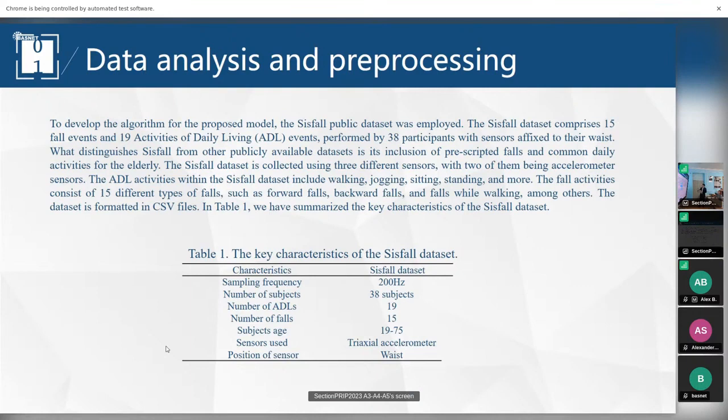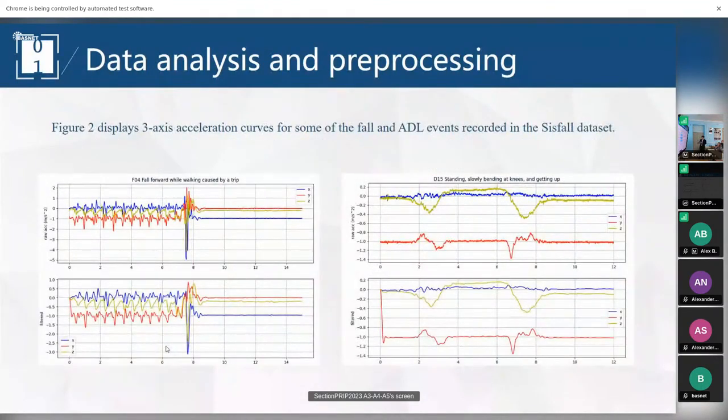In this study, we use a public dataset. The sample frequency of the dataset is 200 Hz. There are 38 subjects, including 19 daily activities, including 54 activities. Detailed parameters are shown in the table. The two pictures are examples. In our dataset, the left picture shows the signal of a fall before and after filtering. The right picture shows the daily activity before and after filtering.